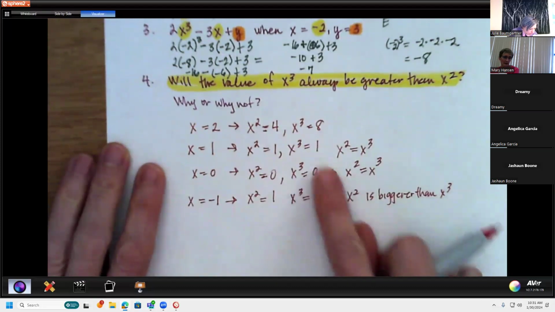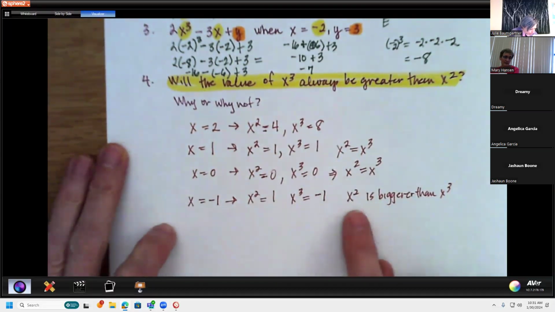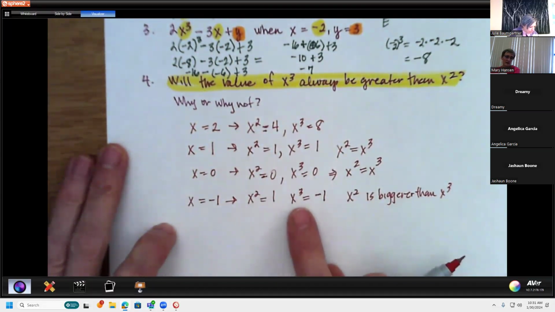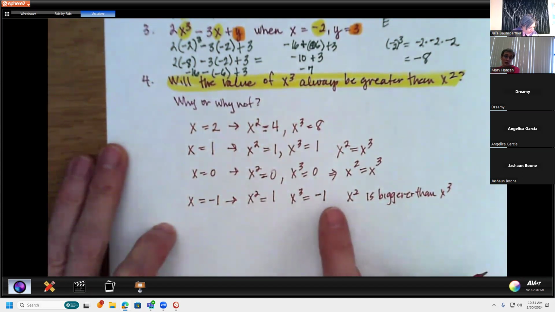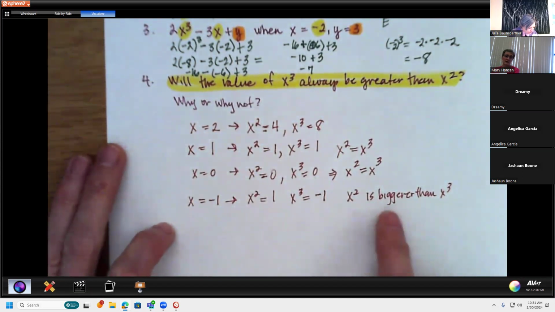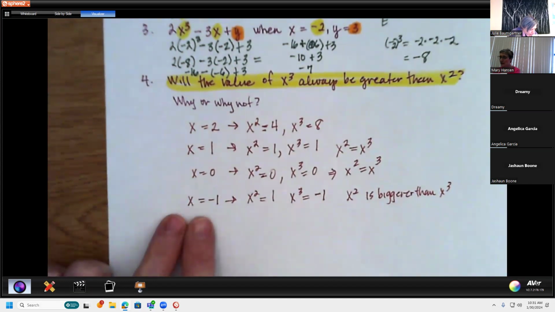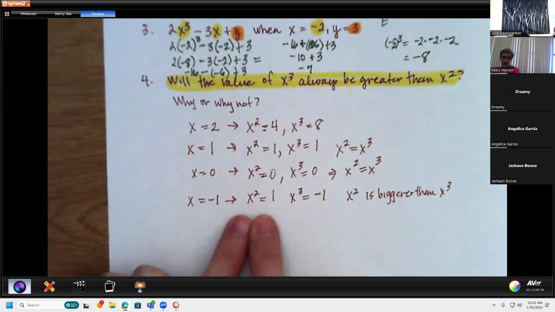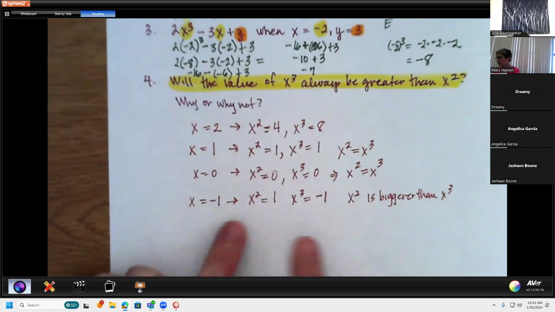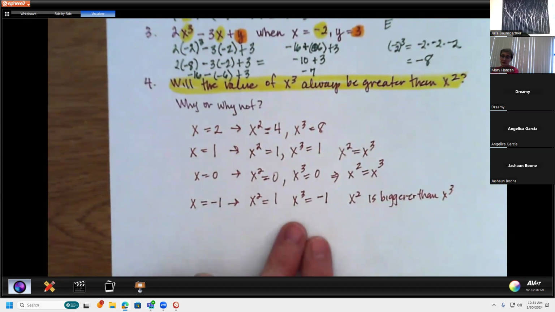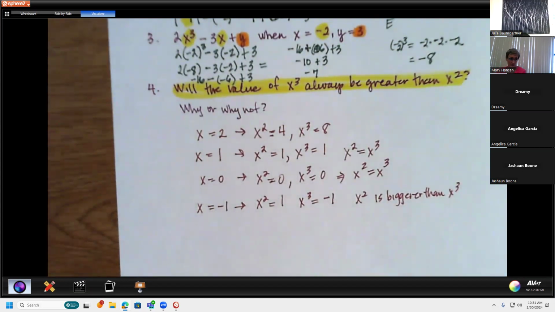Sometimes it's equal. And sometimes x cubed is smaller than x squared, or x squared is bigger than x cubed. Okay. Basically, if you choose any negative number, the square of the negative number will be positive, but the cube of the negative number will be negative. And so you get that role reversal.